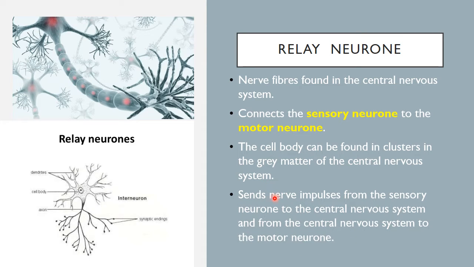Please take note that relay neurons send nerve impulses from the sensory neuron to the central nervous system, and from the central nervous system to the motor neuron. That's why in short, the function of this neuron is to connect the sensory neuron to the motor neuron.